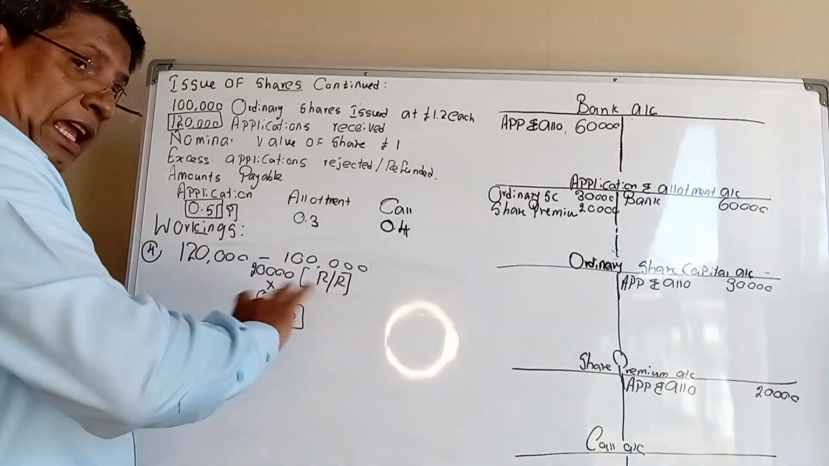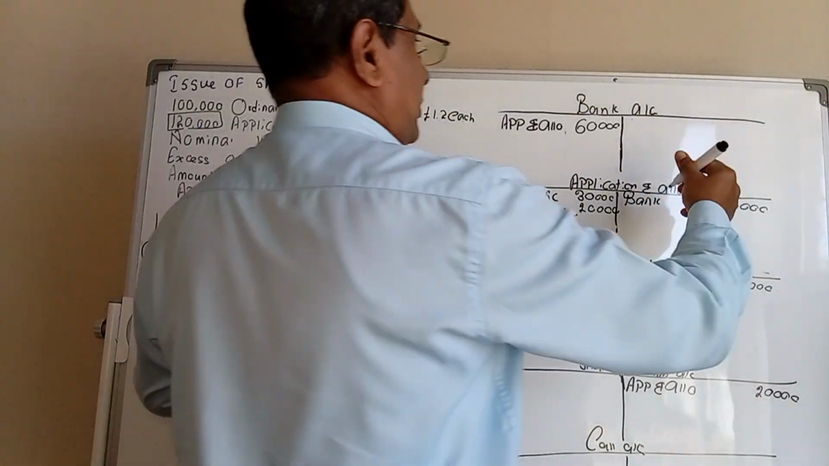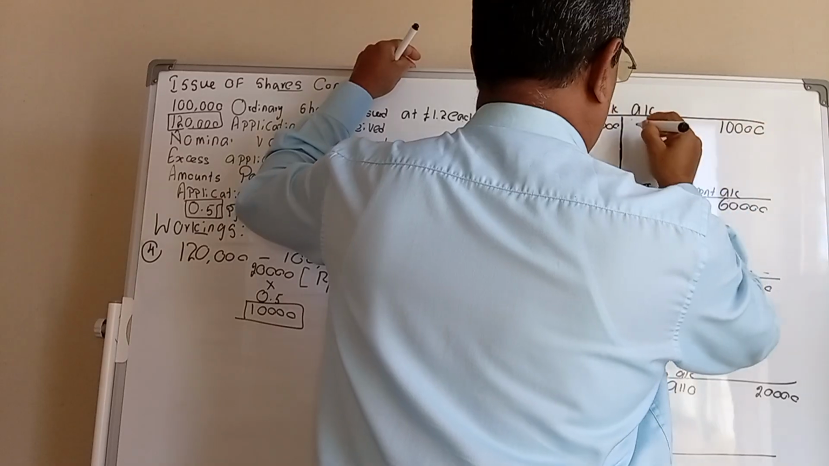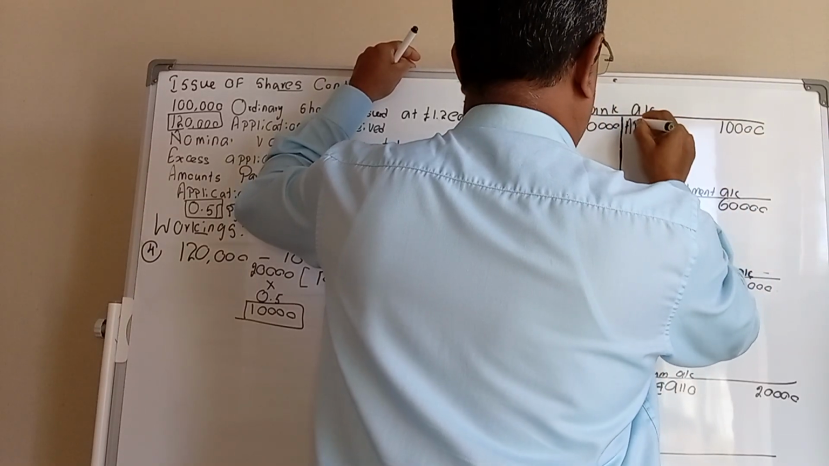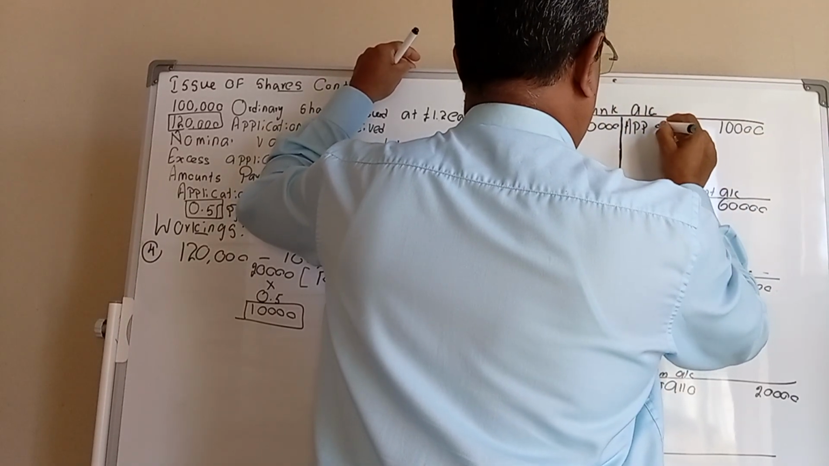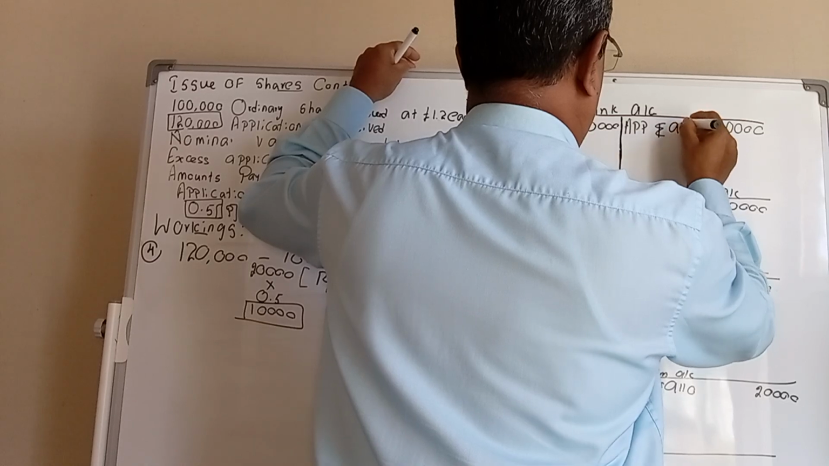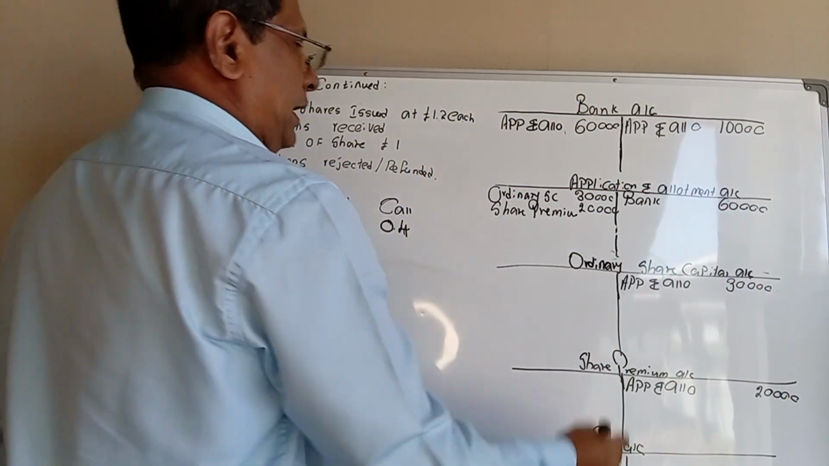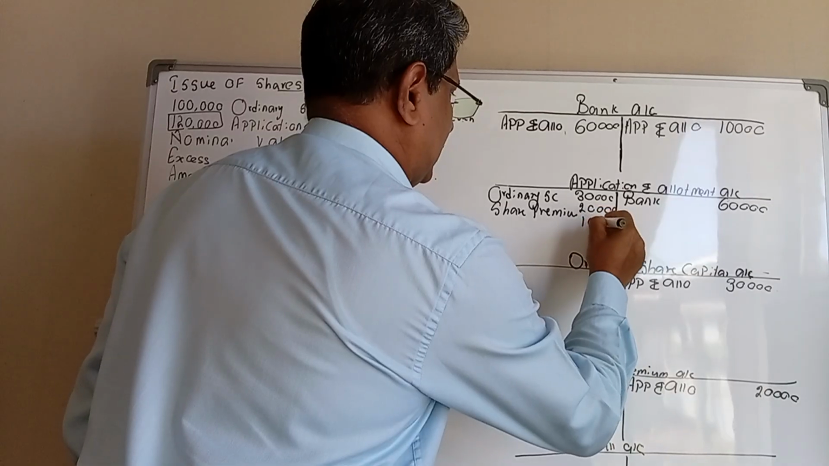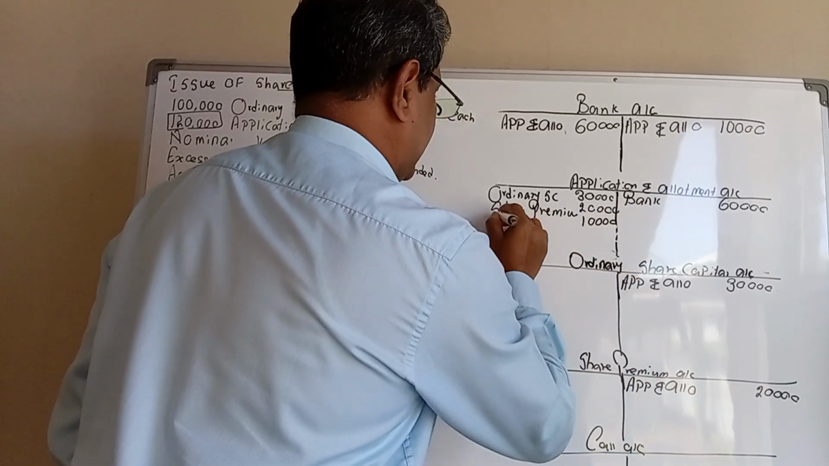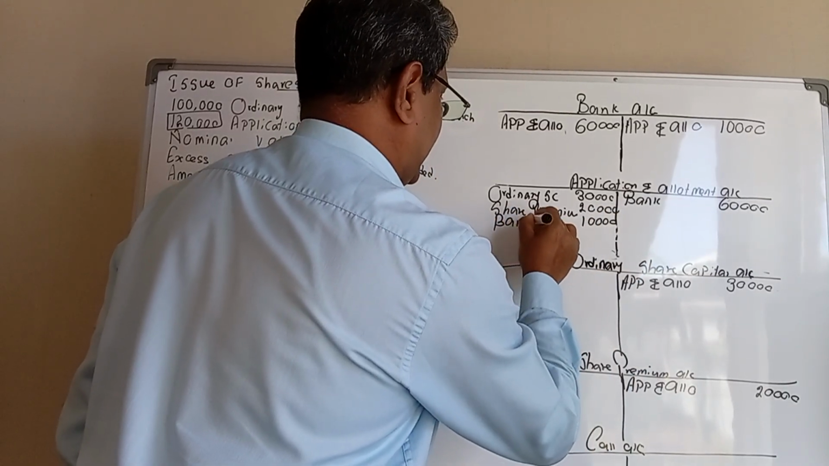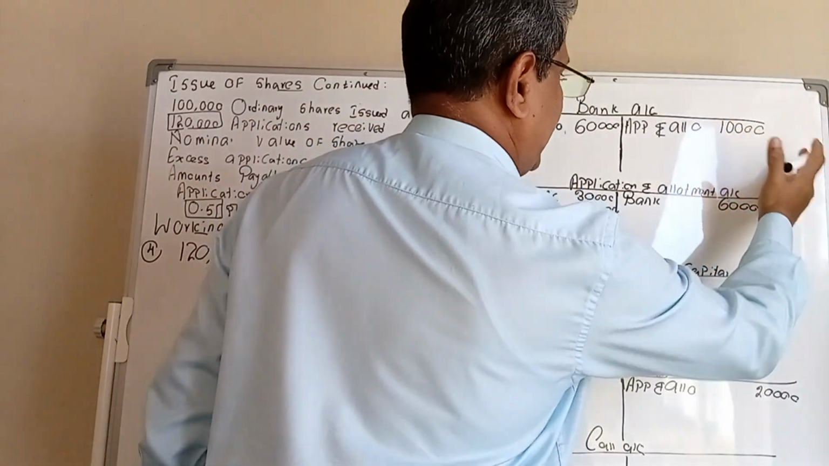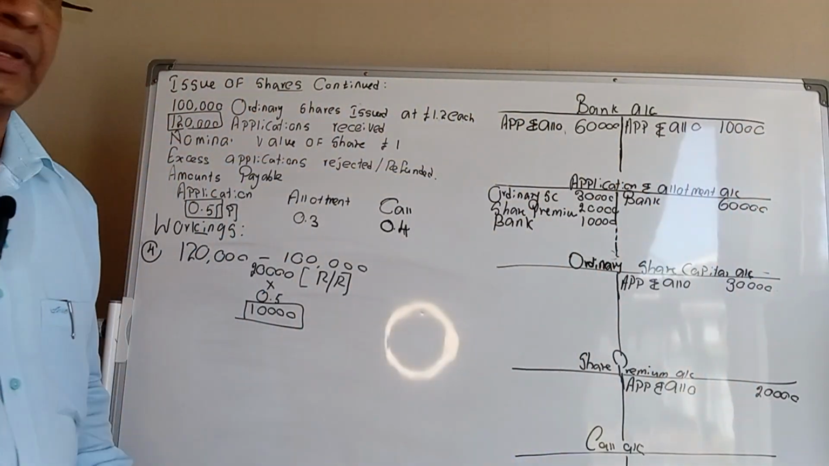So there's a cash outflow. Then you credit your bank by 10,000. What is this money? Application and allotment. I will debit my application allotment by 10,000 as bank. Money has gone out, excess applications, and the money has come out of the application allotment account.